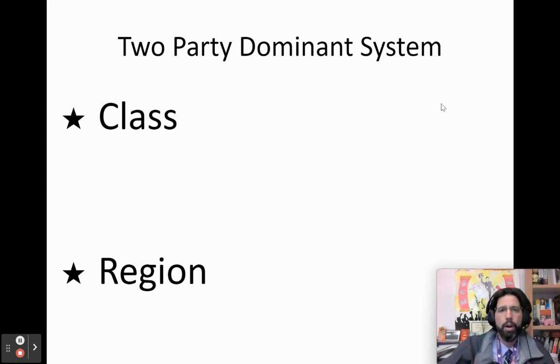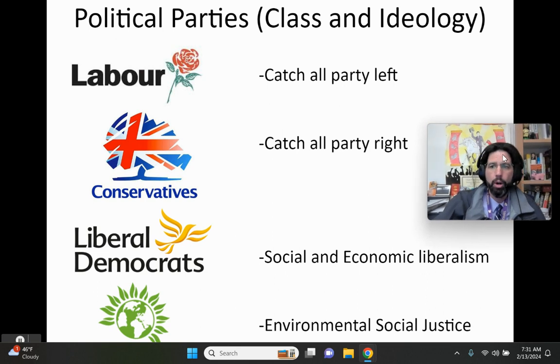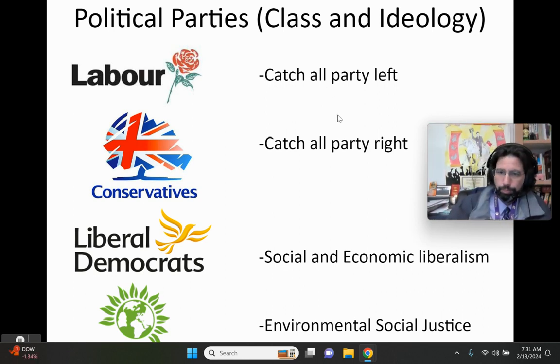These two parties, or the political party structure, is based on two things: class and region. So we look at the dominant parties. The two big ones are Labor and the Conservatives. They are the catch-all left and right parties. A catch-all party, otherwise known as a big tent party, is a political party that has a really wide scope of ideas and attempts to bring in as many voters as possible. They're usually around the middle ground of the country. So Labor is your catch-all party on the left, and the Conservatives are the catch-all party on the right. Labor more working class, Conservatives more upper class.